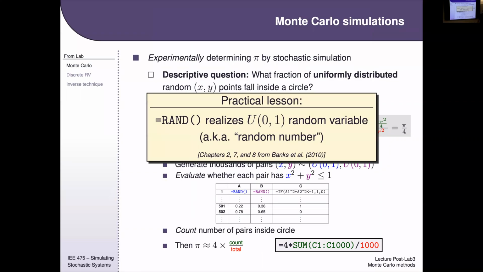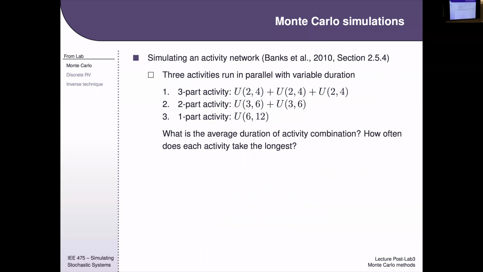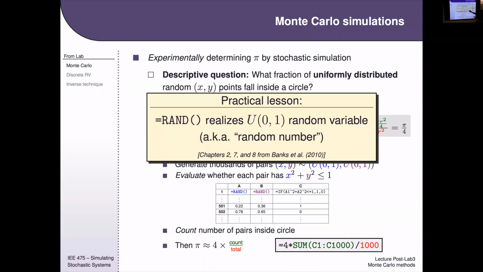All right, so practical lessons from this point on, if you're doing sims in Excel, RAND generates a number uniformly distributed between 0 and 1. We'll talk more about what that actually means as we start getting into probability and such. So that was a practical lesson for this one.